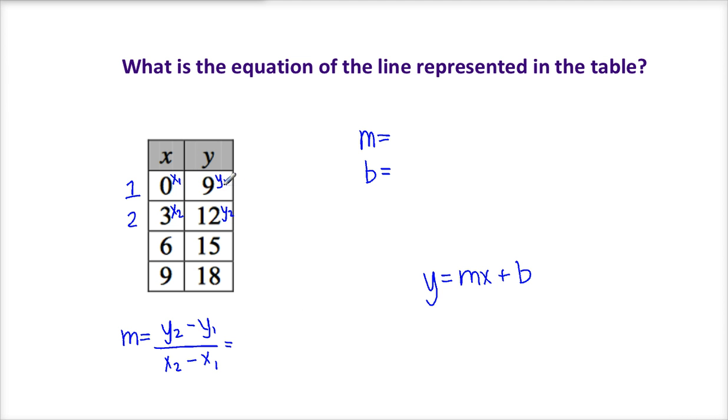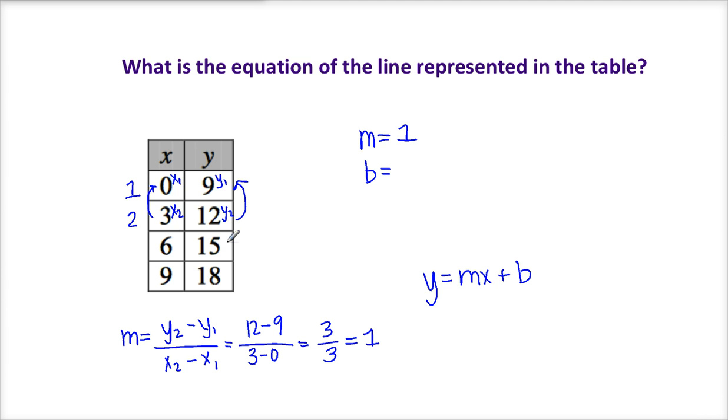So y2 minus y1, 12 minus 9. And then on the bottom, x2 minus x1, 3 minus 0. 12 minus 9 is 3. 3 minus 0 is 3. 3 divided by 3 is 1. So all that work, our slope is 1. Okay, that's good. And then the y-intercept.